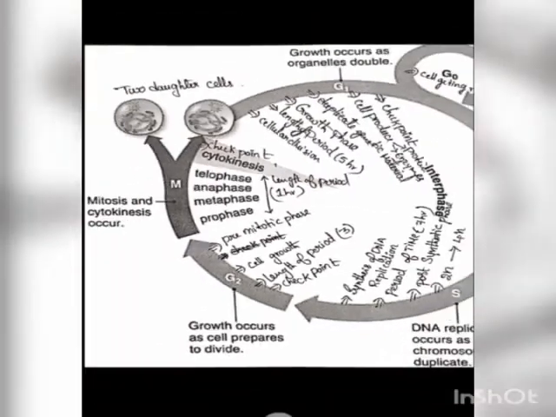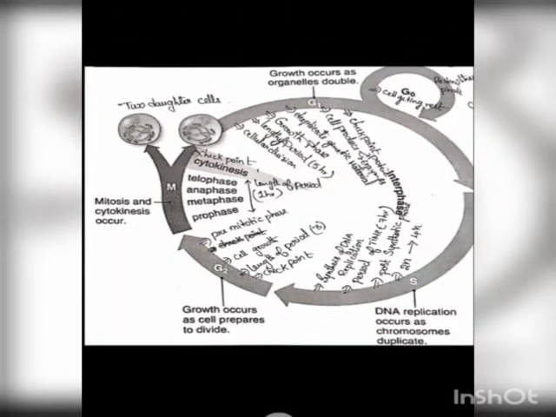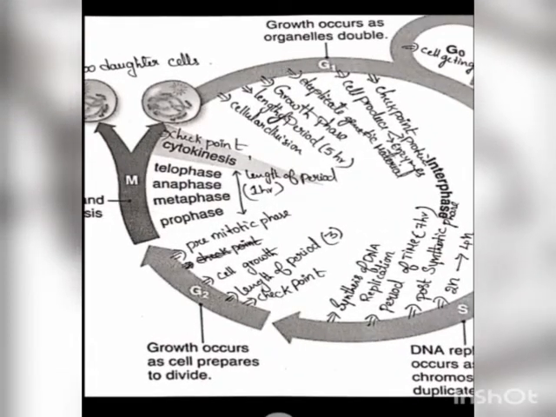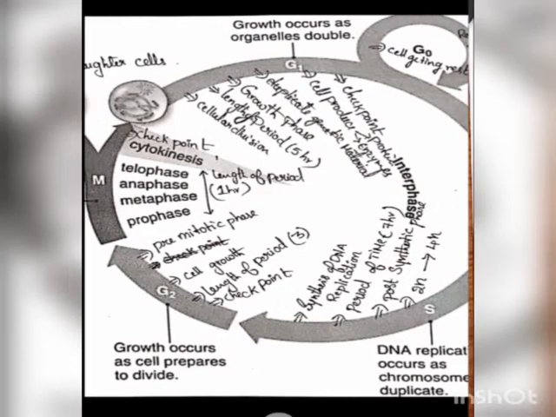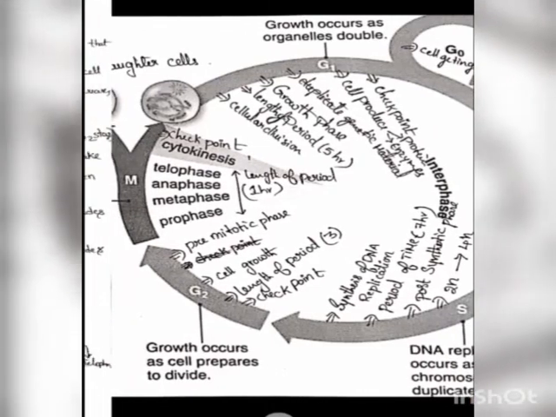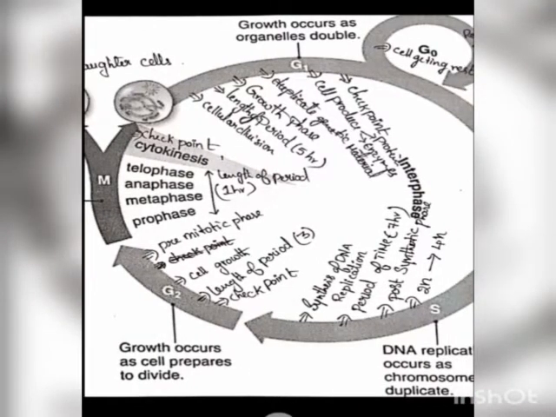Next we will see the G0 phase, the cell resting period. And next we will see the S phase. S phase is nothing but the synthesis phase. Here DNA synthesis and replication occurs. The period of time is 7 hours. It goes from 2n condition to 4n condition.